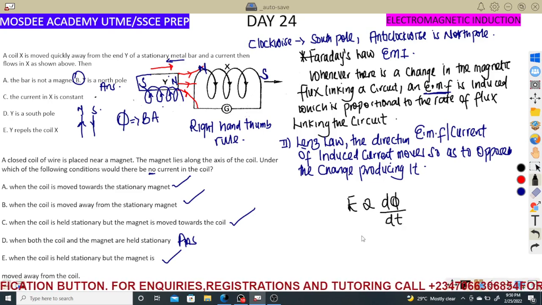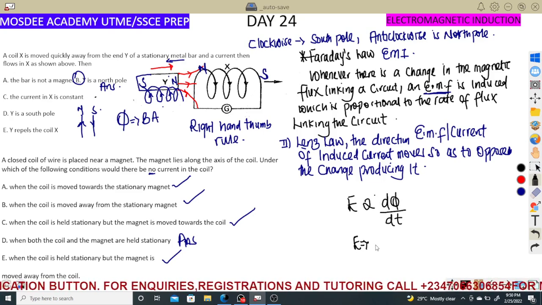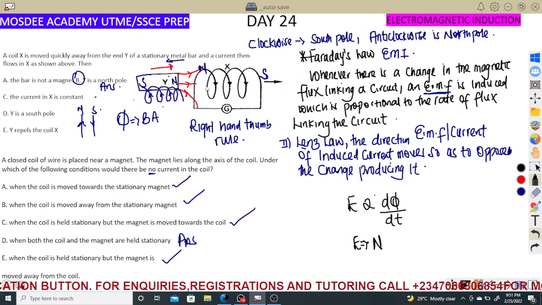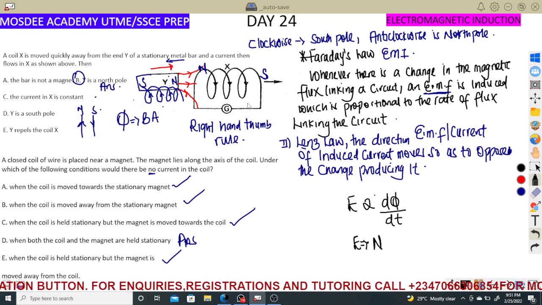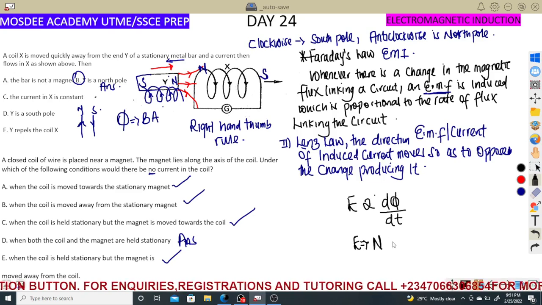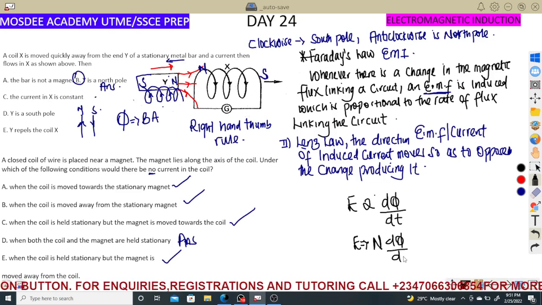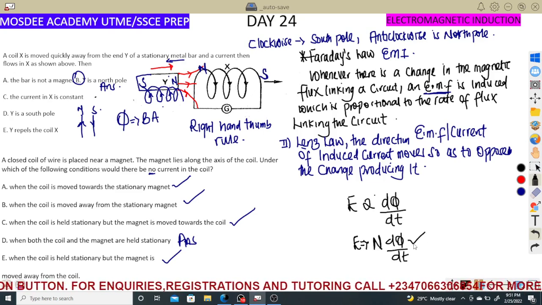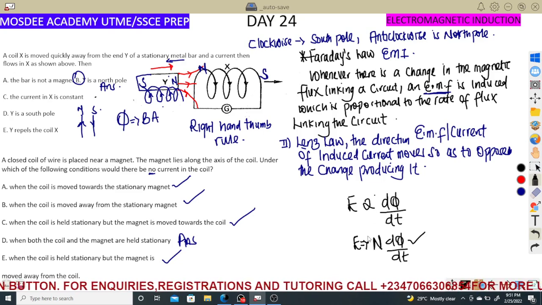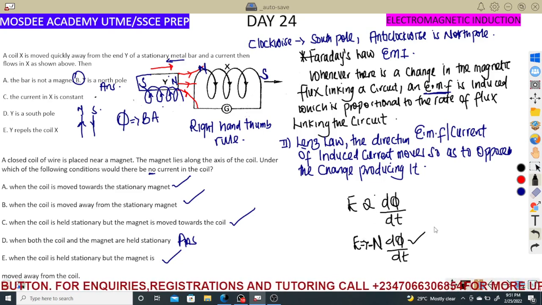So when you introduce a constant, in fact, we write it in modulus form. Say E is now equal to N dphi by dt, whereby N is the number of turns of the coil. You can see these are coils that are wound in turns. This is the mathematical interpretation for basic level. And we can write it in modulus form because Lenz says the direction of the EMF generated is always opposite. So if you put a negative sign here, you are very correct.